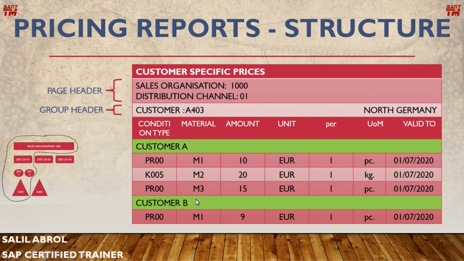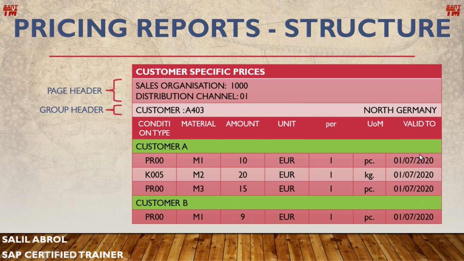And for customer number B, the condition type is PR00, and for material number 1, this particular customer would be charged 9 euro per piece till 1st July 2020. Here the material number 1 for customer number A was 10 euro per piece till 1st July, and here the material number M1 for customer B is 9 euro per piece till 1st July. So what we are trying to analyze, keeping that first major aspect of pricing reports in our mind, is the customer specific pricing agreements for a particular time period.